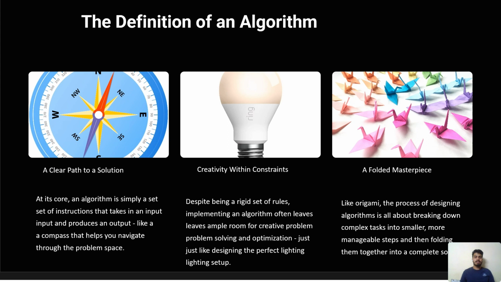Creativity within constraints. Despite being a rigid set of rules, implementing an algorithm often leaves ample room for creative problem solving and optimization, just like designing the perfect lighting setup. A folded masterpiece. Like origami, the process of designing algorithms is also about breaking down complex tasks into smaller, more manageable steps, and then folding them together into complete solutions.